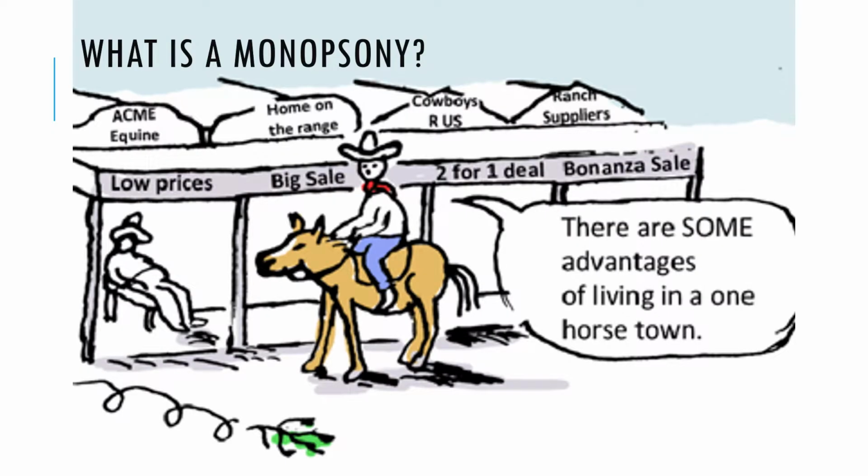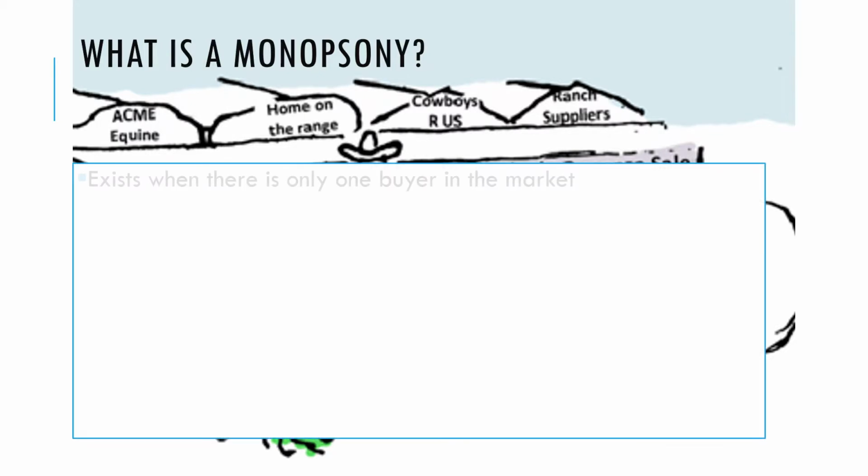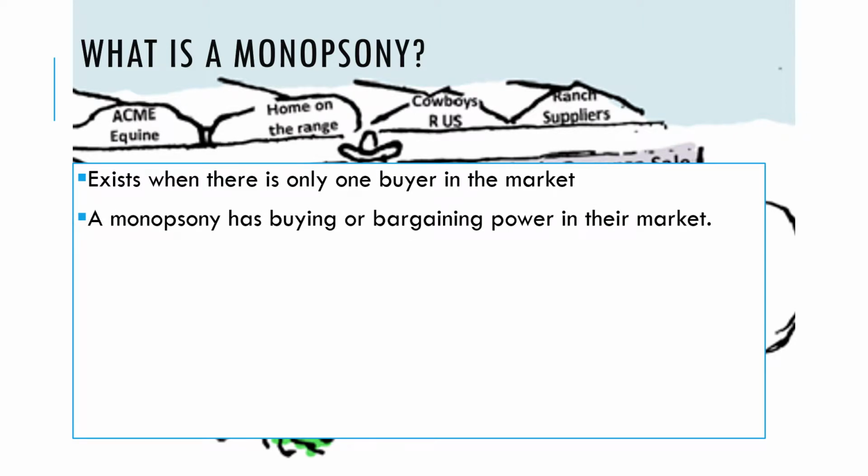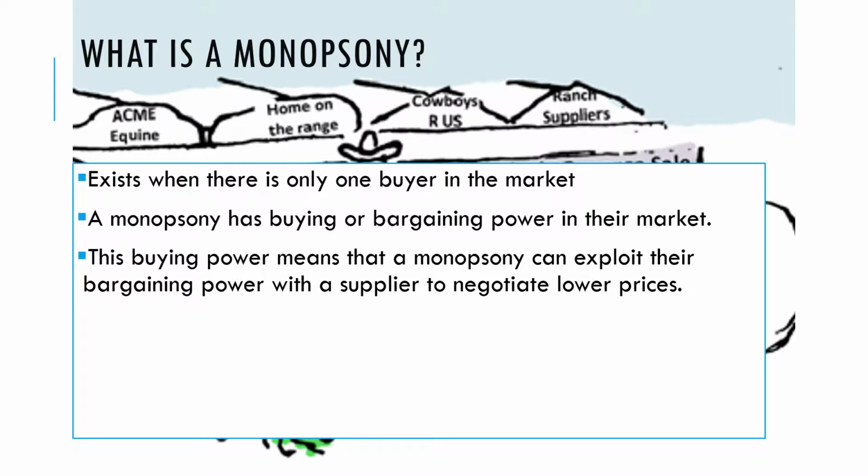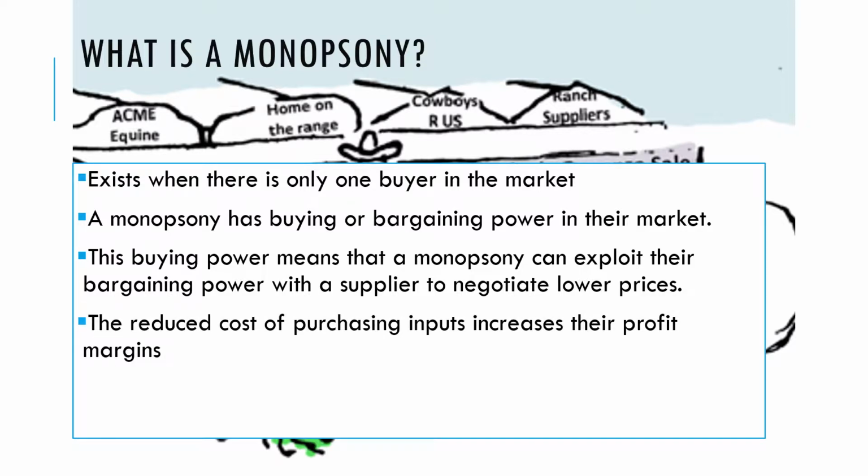So what is a monopsony? A monopsony is often likened to living in a one-horse town. We just have one buyer in the market. So a monopsony exists when there is only one buyer in the market. A monopsony has buying or bargaining power in the market. And by bargaining power, we mean that they can negotiate lower prices with the supplier than they could if there was lots of firms competing. As a result, the monopsonist can reduce their cost of purchasing inputs, which increases their profit margins.